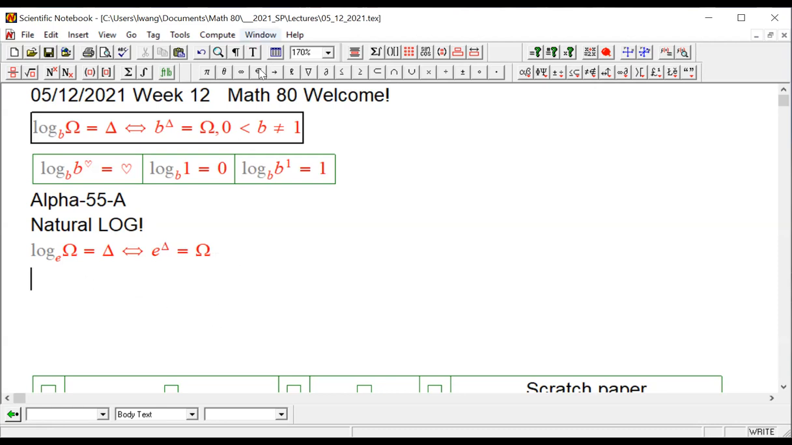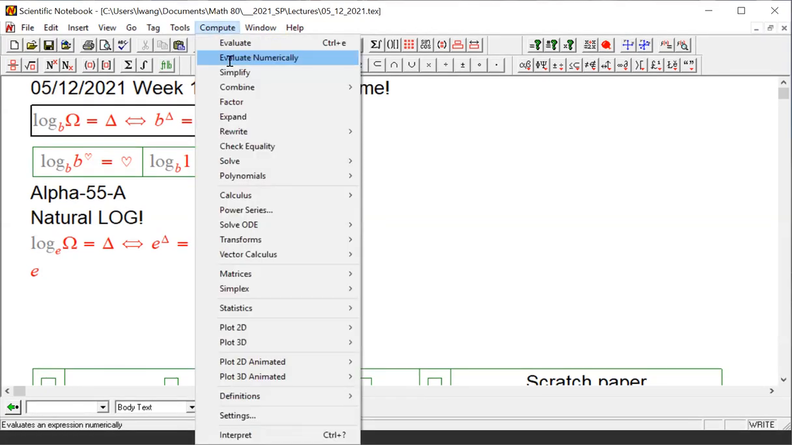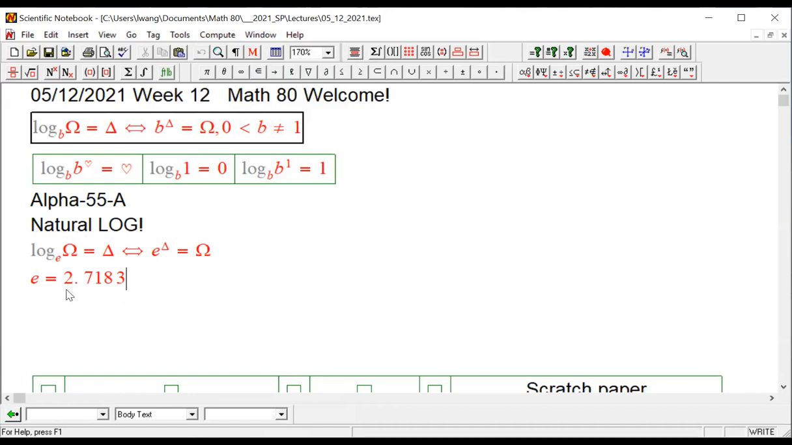E is a very interesting number. I'm going to ask this software to show you what E is. E is actually a value between 2 and 3. In particular, it is 2.7183, followed by an infinite number of digits. This is the number E.